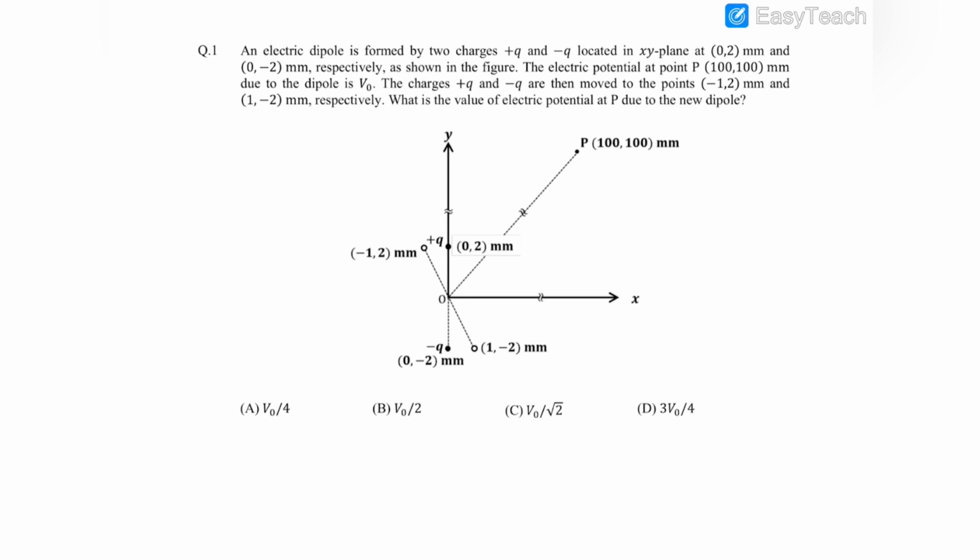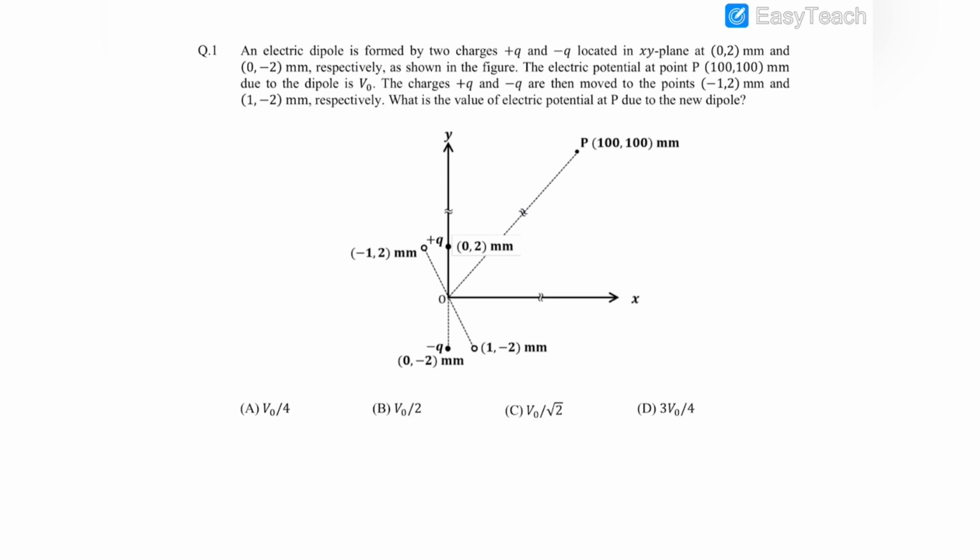In this question, you can see that there is an electrical dipole, and the charges plus q and minus q are located in the xy plane at the coordinates shown. This one is plus q and this one is minus q. And the electric potential at this point is V0. Now the charges are moved to these 2 points, and we have to find out the electric potential at point P due to the new dipole.